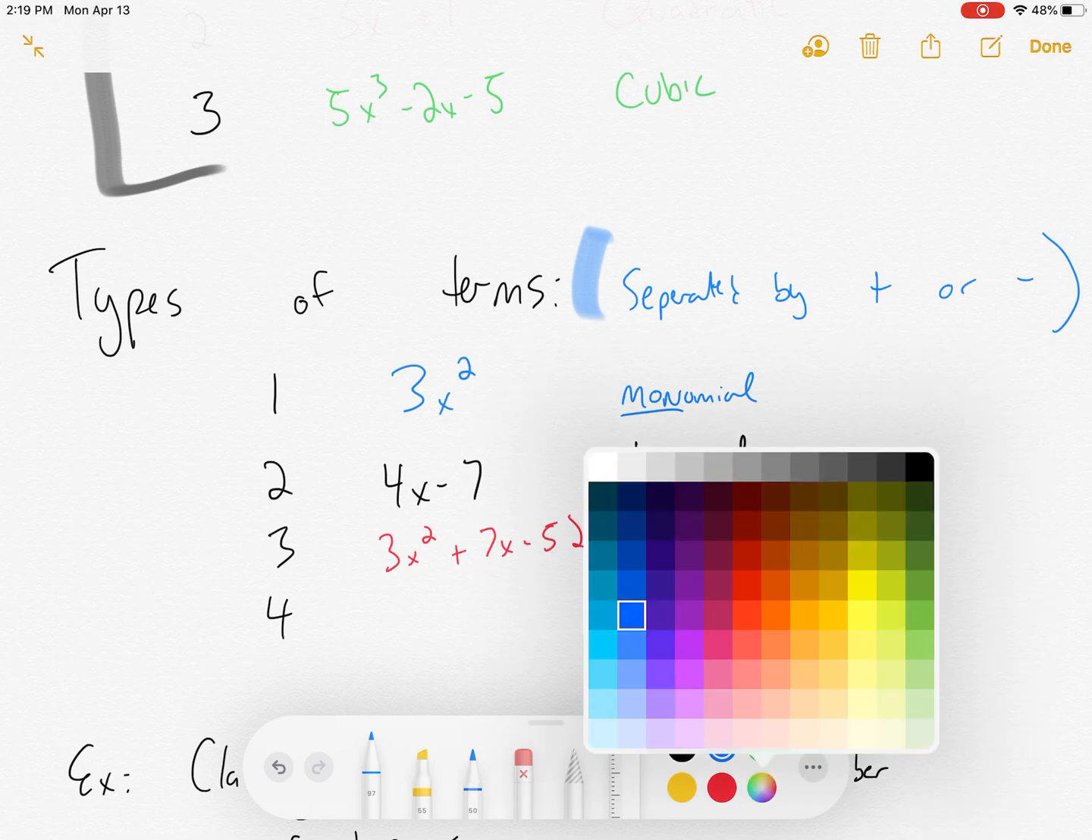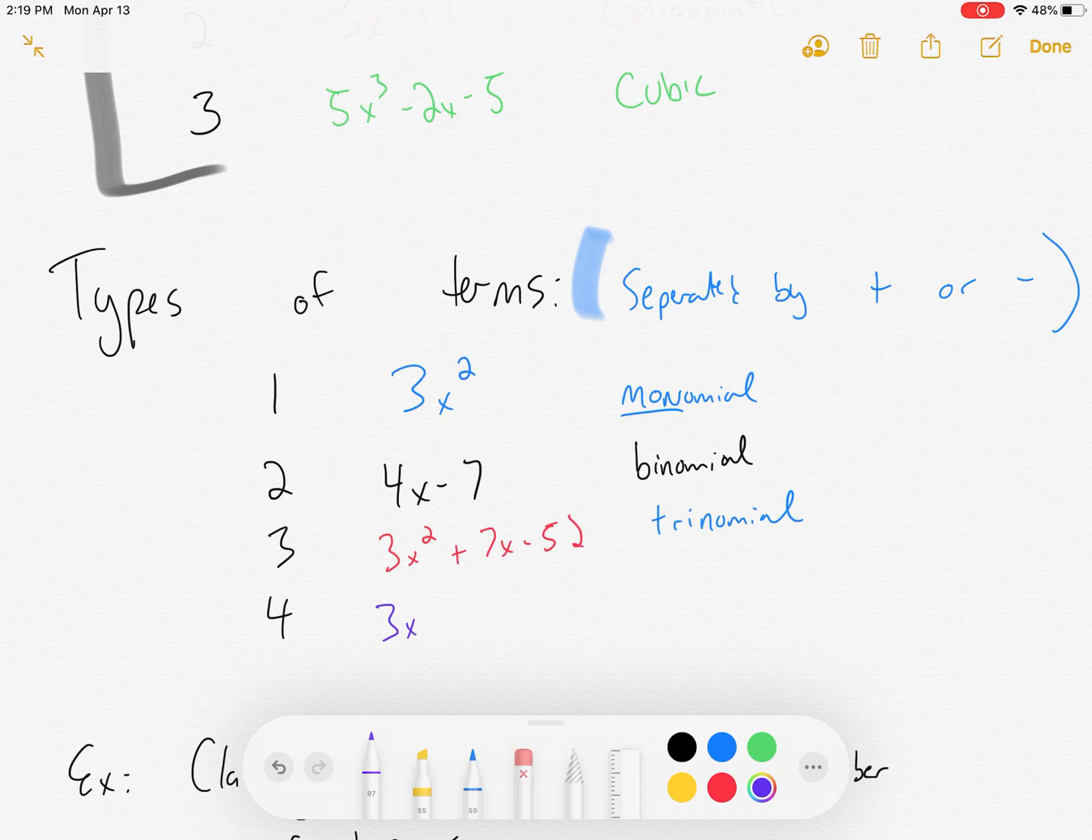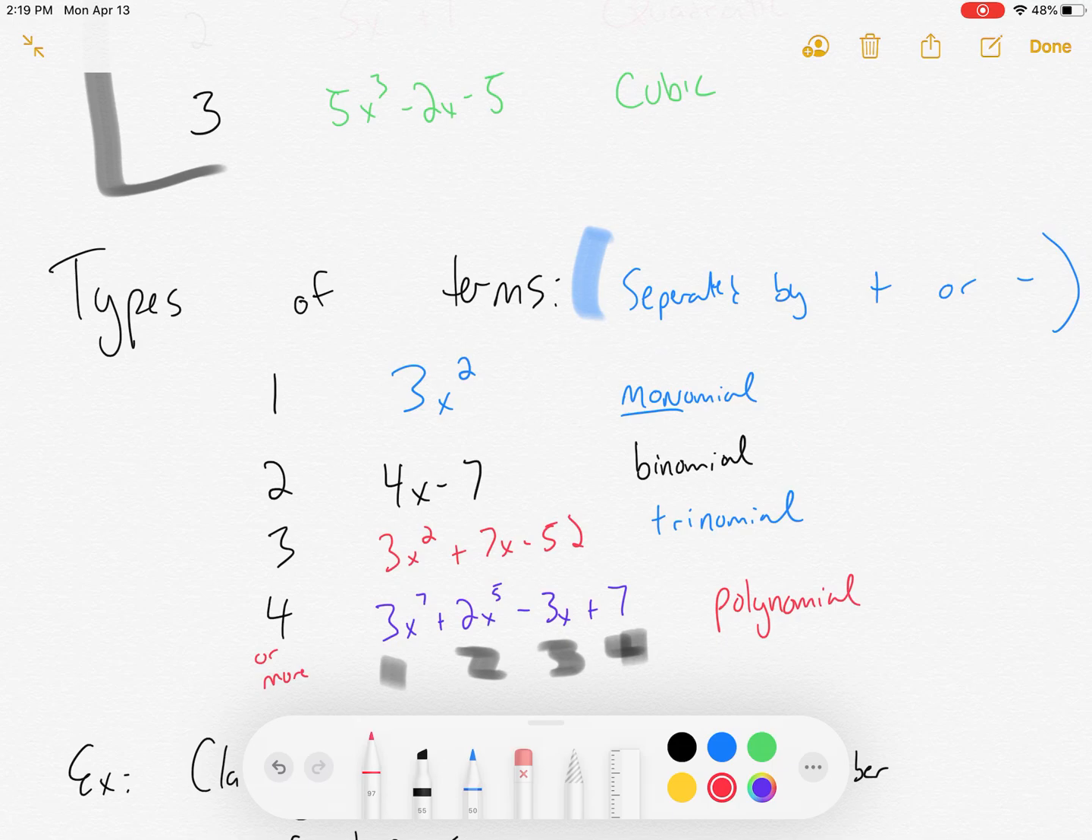Okay, last is something with 4 terms. If you have 4 terms, let's just say 3x to the 7th plus 2x to the 5th minus 3x plus any number on the end, 7. How many terms do you have? Well, there's 1, 2, 3, 4. Again, they're all separated by a plus or minus sign. So it's monomial, 1, binomial, 2, trinomial, 3, and last is just polynomial. Poly means many, so it could be 4 or more. We're going to call them all polynomials.